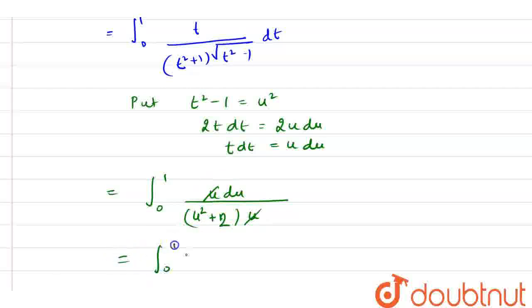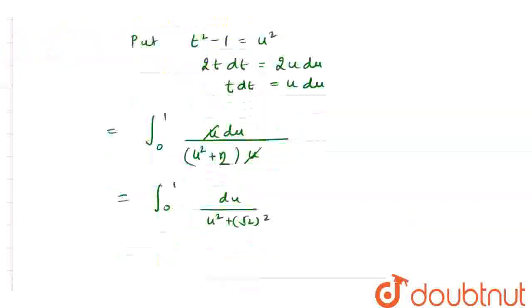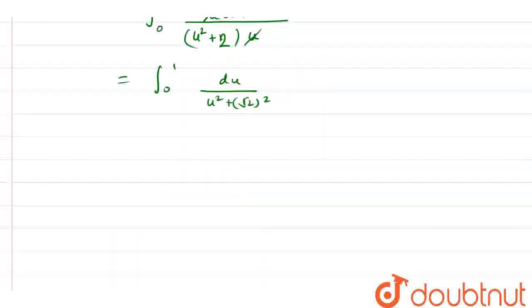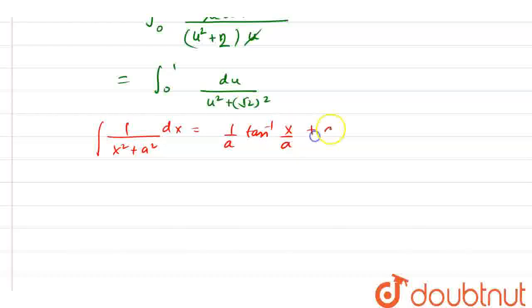Now I can write it as integration 0 to 1 du by (u square plus root 2 square). Now I am going to use a formula here, the integration of 1 by (x square plus a square). The formula is 1 by a tan inverse x by a plus c. So with limit 0 to 1, if I integrate it I have 1 by a, that is 1 by root 2, tan inverse u by a, with limit 0 to 1.